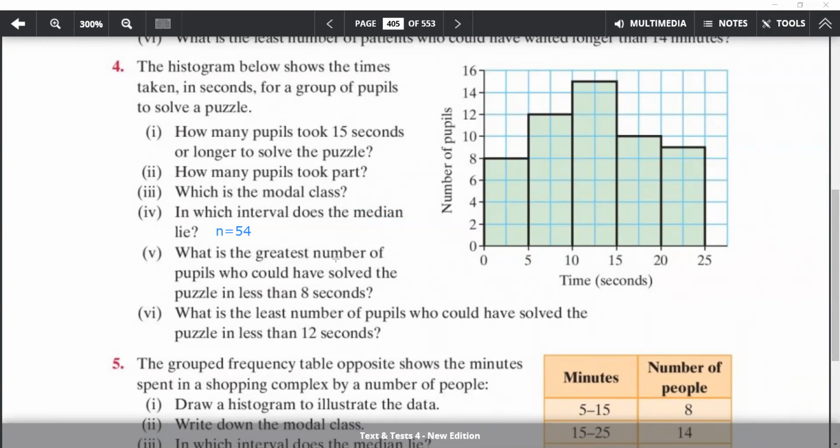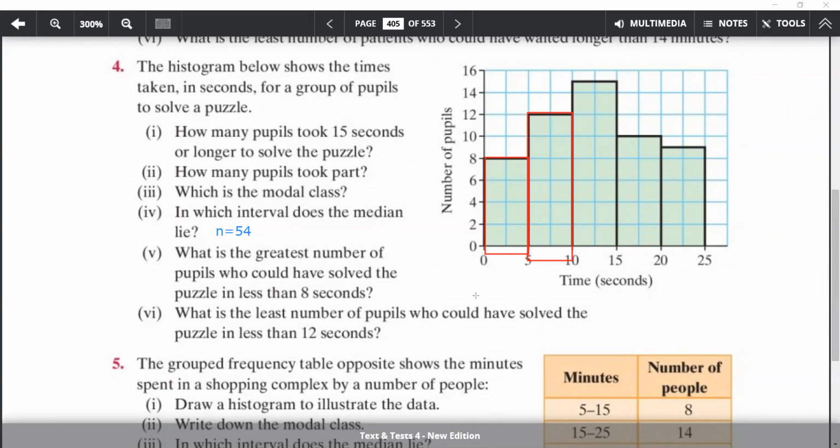10 to 15 seconds. What is the greatest number of pupils who could have solved the puzzle in less than 8 seconds? Well, it's entirely possible that all 12 of these students who solved it in less than 10 seconds solved it in less than 8. So it could be 12 plus, we definitely know these 8 solved it. So it's entirely possible that 20 people solved the puzzle in less than 8 seconds.